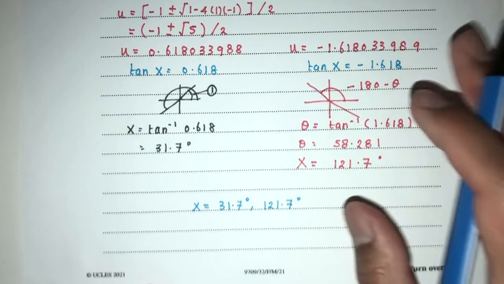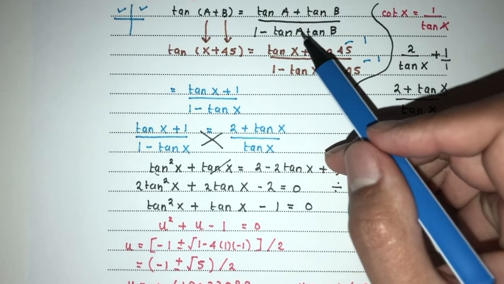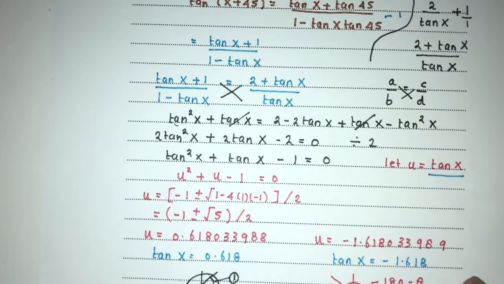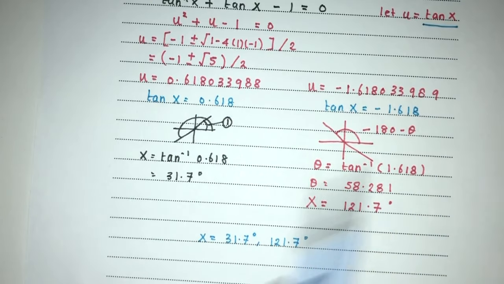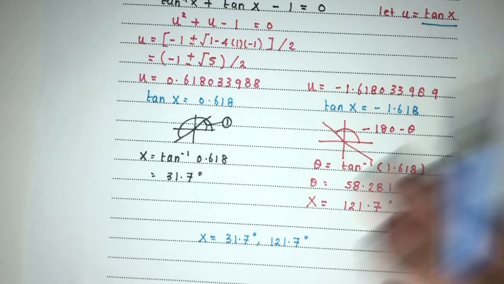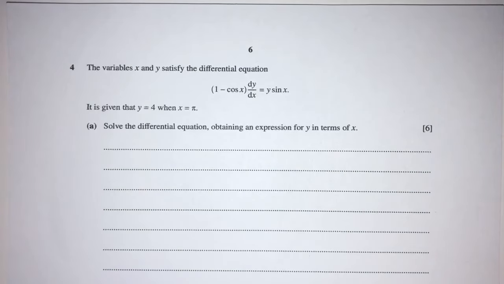So that will be your question number 3, for which you have to first simplify using this formula, and then step by step try to simplify to form a quadratic equation, then solving these kind of equation to find the two values of x. And that is your question number 3. Now, so let's move on to question number 4.